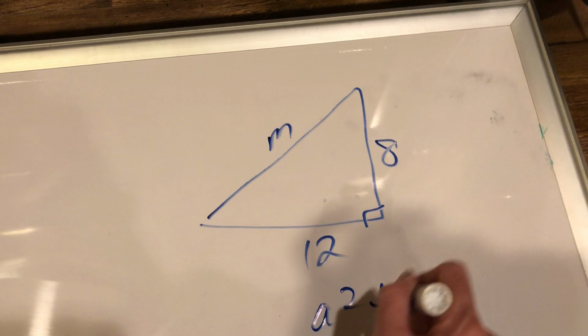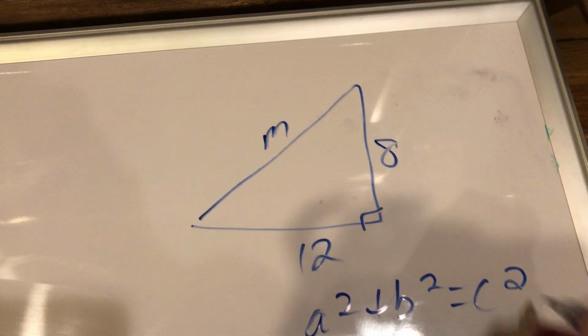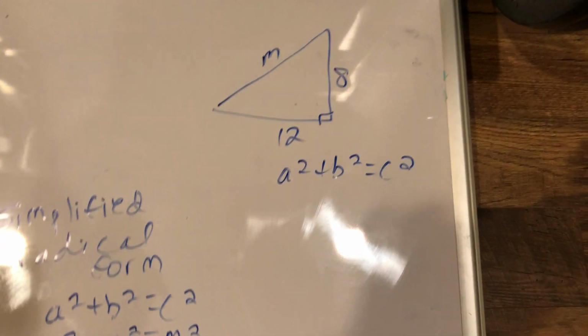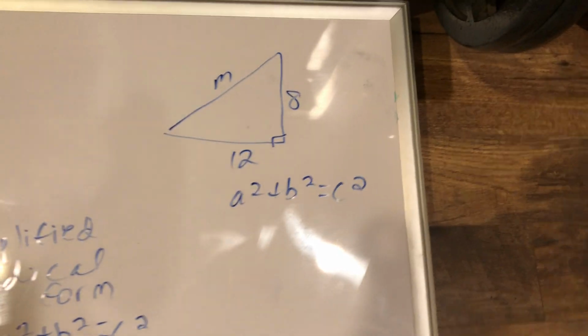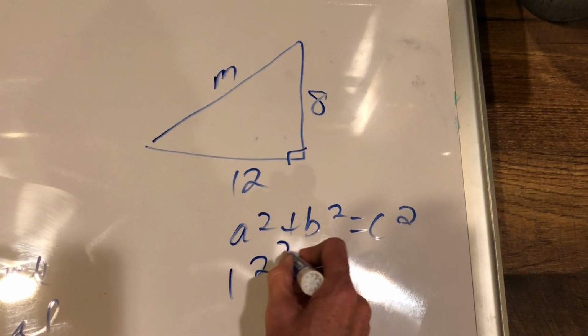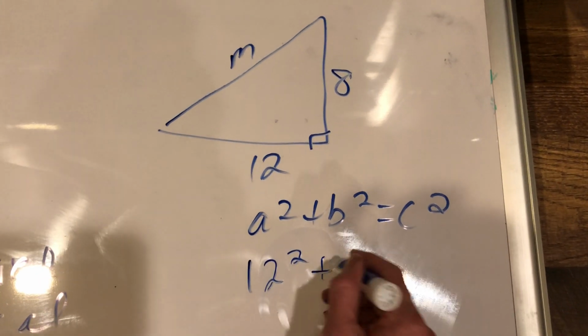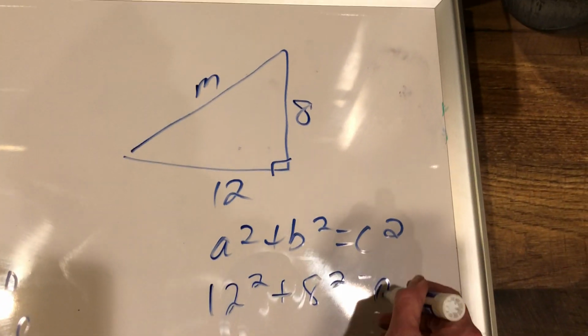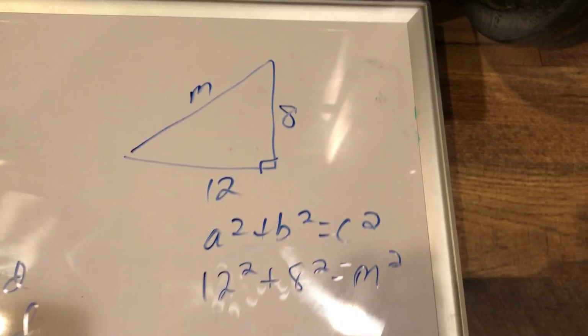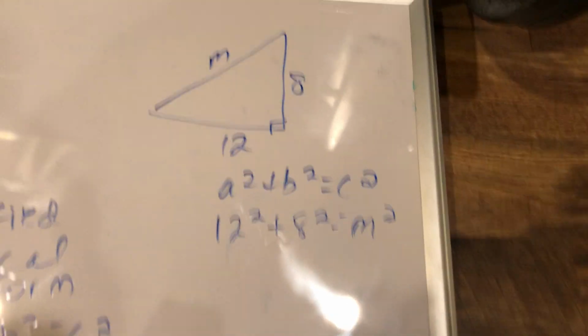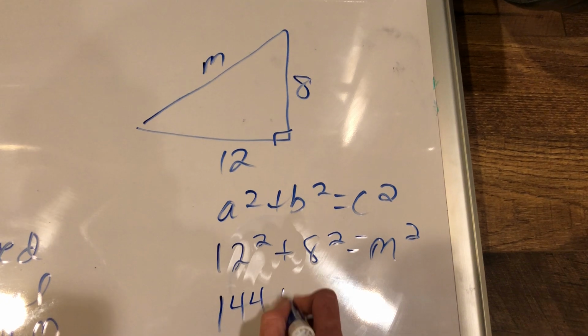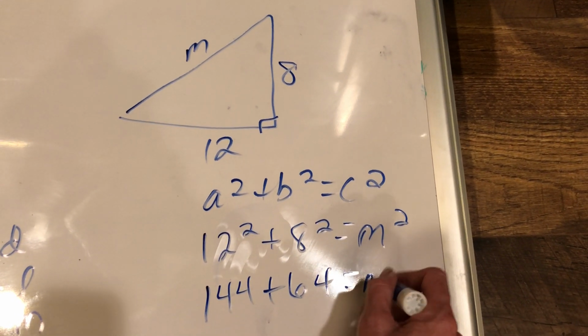So a squared plus b squared equals c squared. So we're going to plug in 12 squared plus 8 squared equals m squared, because again, m is across from the right angle, so m is the hypotenuse. So it goes in for c. So 144 plus 64 equals m squared.